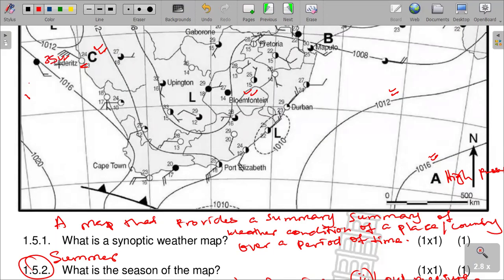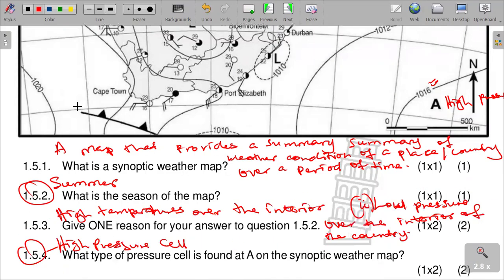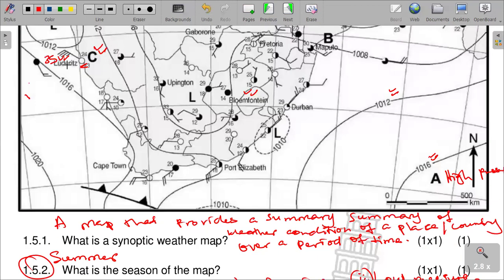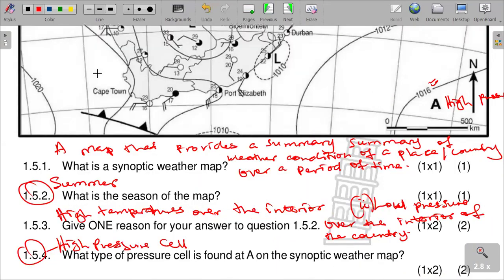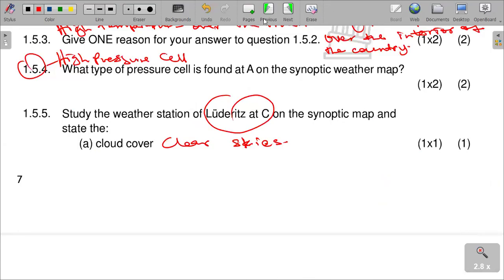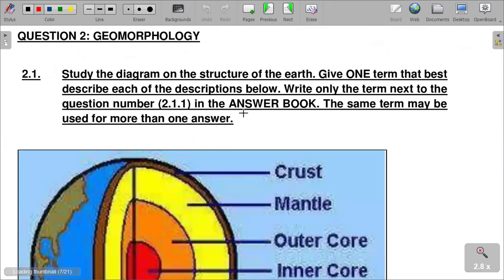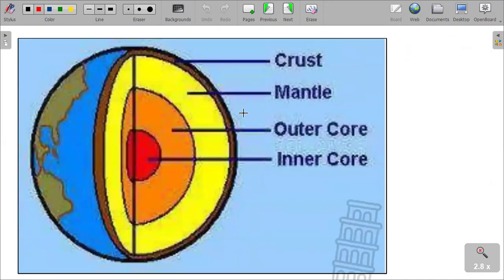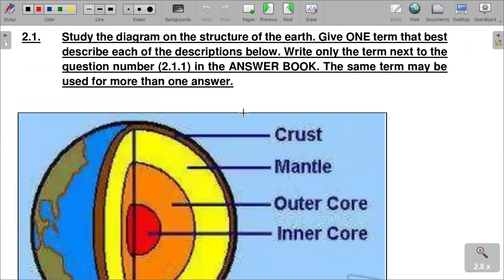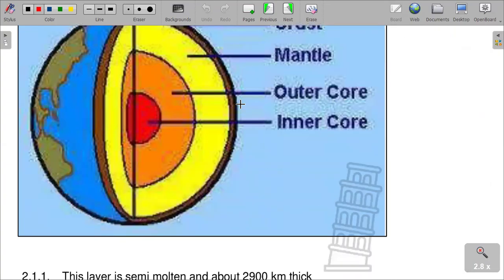And then we can also talk about the direction. You can see that the direction there is northwesterly. All those questions sometimes do come. Let's quickly rush through the paper. There is one term that describes each of the descriptions below. Write only the term next to the question number. The same term may be used more than once in the answer.